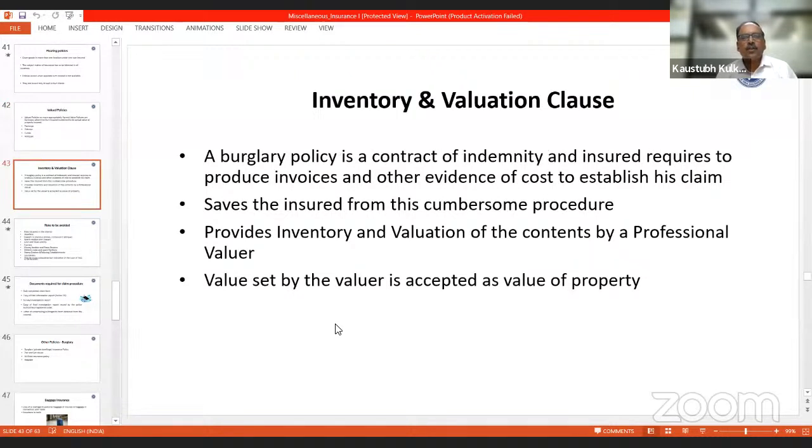Inventory and valuation clause, we have already discussed. The policy is to be given to the businessman who has good moral hazard. So in case of inventory, the records have to be foolproof. And if there are any losses while taking inventory, those are not covered under the policy. So this is a very important clause in burglary policy or in any of the money involved policies.